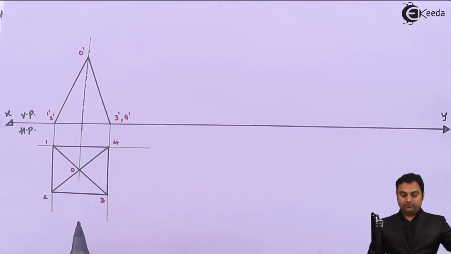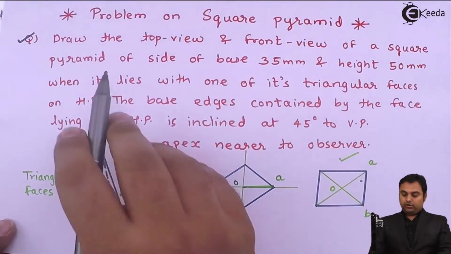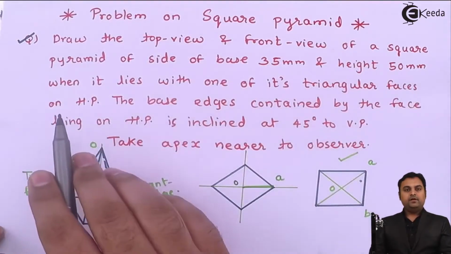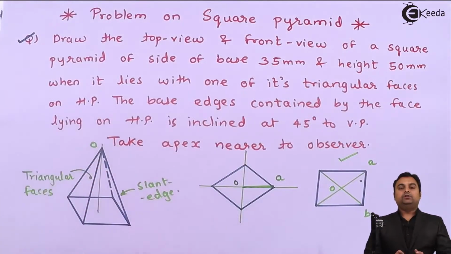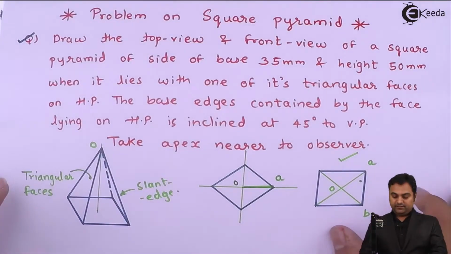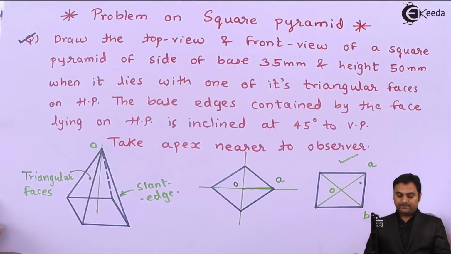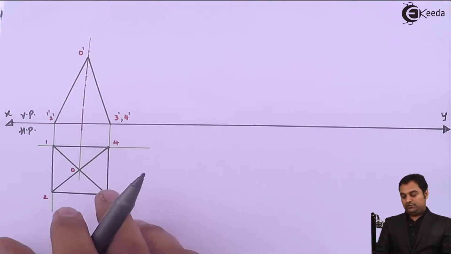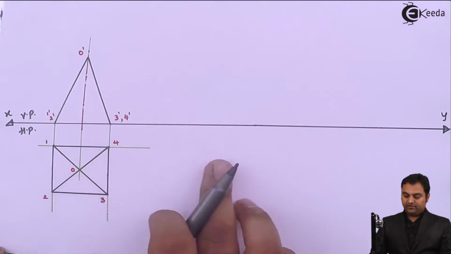Next, I'll read the condition that was given. Draw the top view and front view of a square pyramid of side of base 35 mm and height 50 mm, that we have drawn, when it lies with one of its triangular faces on HP. Now this is the second condition. It means the pyramid will be tilted in such a way that it is lying on its triangular face. So here is that triangular face which is O34, which will be tilted and made parallel to the HP, that is, this triangular face will be coinciding with HP.